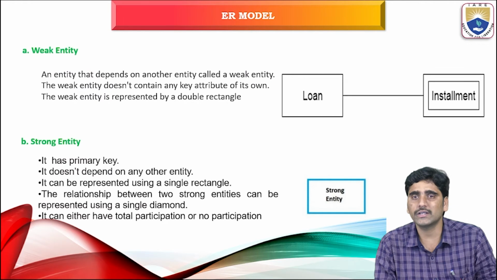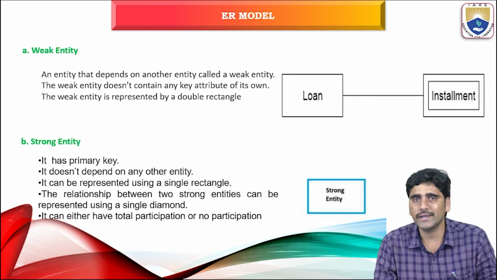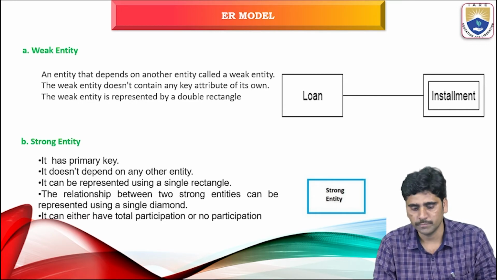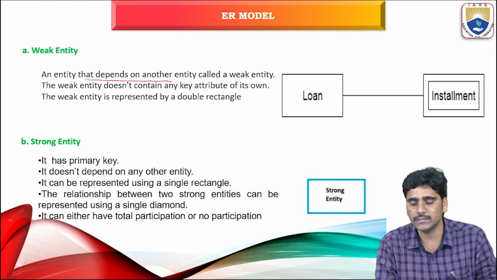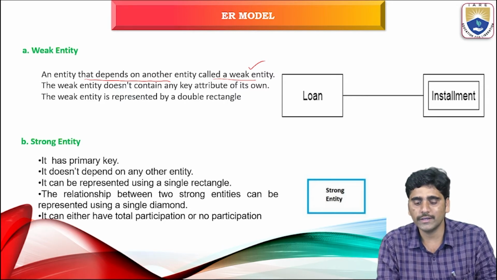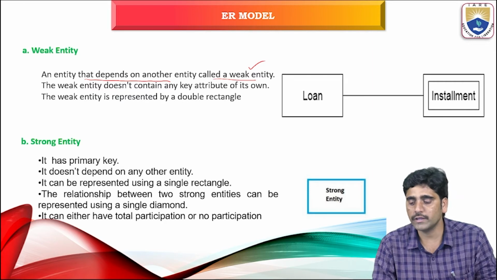And see what the different types of entities are. We already noted that one is weak entity and the second one is strong entity. So what is meant by weak entity and what is meant by strong entity? An entity that depends on another entity is called a weak entity. In general, a person depending on another person may be called a weak person. The same way, an entity that depends on another entity is called a weak entity.